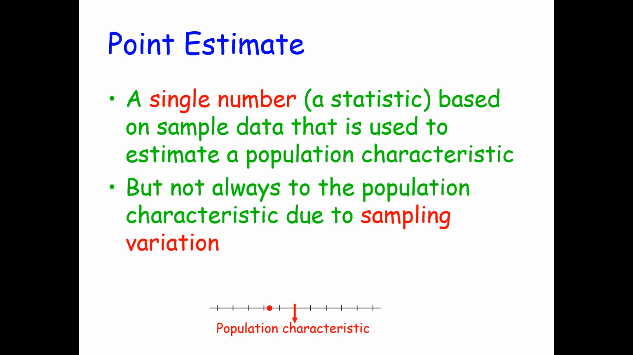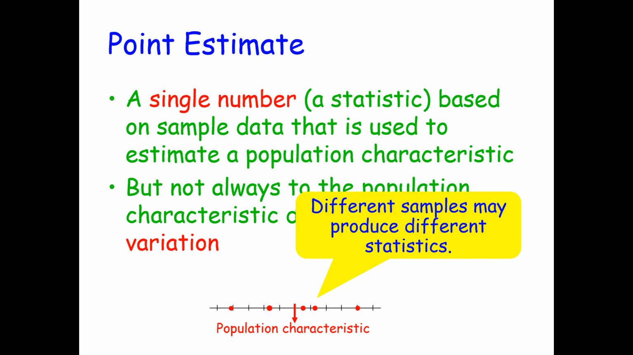Now, a point estimate isn't always equal to the population characteristic due to sampling variation. Different samples may produce different statistics. Let's look at an example.